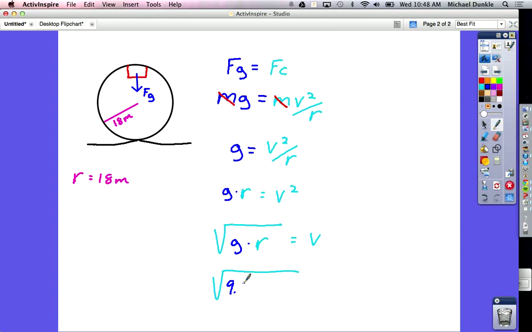G is, as always, 9.8 meters per second squared. The radius of the loop is 18 meters. And when we plug that into the calculator, what we will get is that the roller coaster has to go 13.3 meters per second at the top of the loop for the riders to feel a moment of weightlessness.